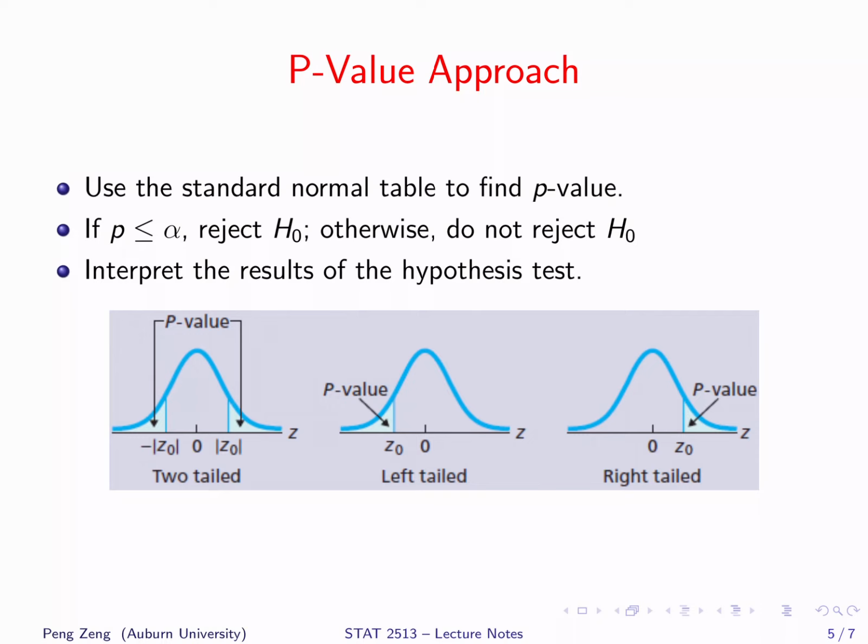If the p-value is less than significance level alpha, we reject H null. Otherwise, we do not reject H null. Last, make sure to interpret the result of the hypothesis test.